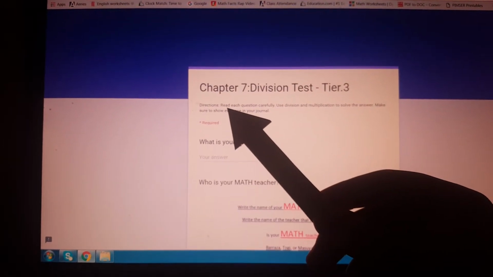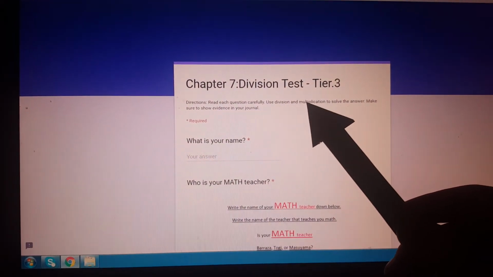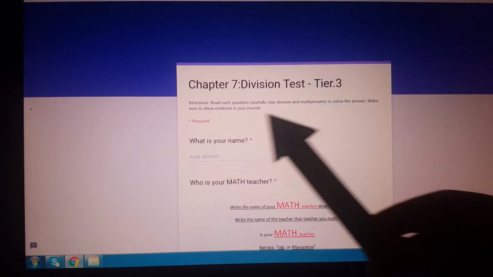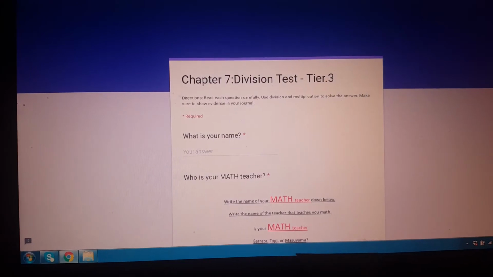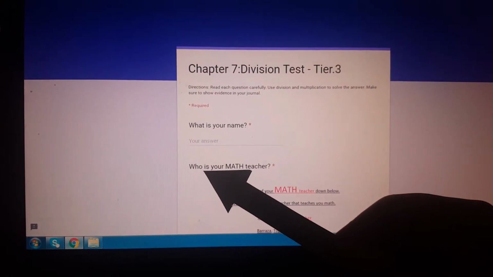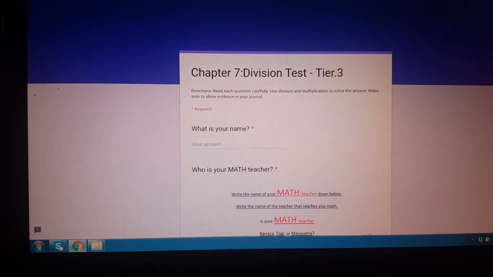Directions. Read each question carefully. Use division and multiplication to solve the answer. Make sure to show evidence in your journal. So you're going to put your name and you're going to write who is your math teacher. Who is your math teacher?